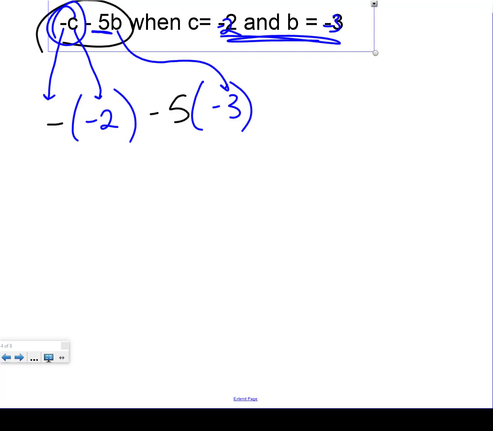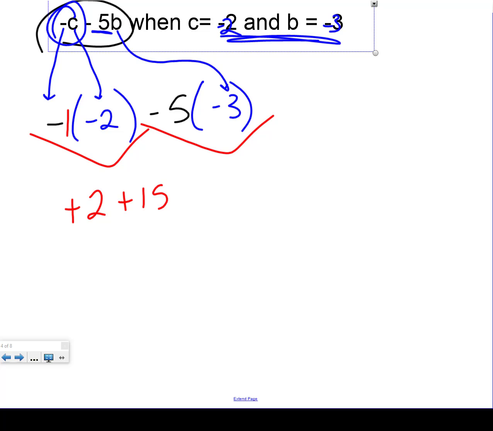Okay. Parentheses just separate the numbers, so there's nothing to do in there. There's no exponent, so I need to multiply. So I am multiplying an understood -1 times a -2. Signs are the same. The answer is positive. 1 times 2 is 2. Over here, I'm multiplying a -5 and a -3. The signs are the same. The answer is positive, always positive. 5 times 3 is 15.